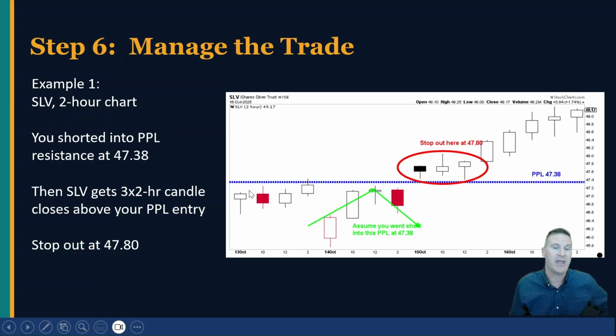So look on the left-hand side of this chart for SLV. We went long into the PPL at 47.38. We got a gap against. Now we have 3 full candles, 1, 2, 3, all consecutive in a row above our PPL level. We're out. We don't ask questions. We take our loss and we move on with our life. Keep in mind, this is a high probability trading system. It's not a 100% probability trading system.